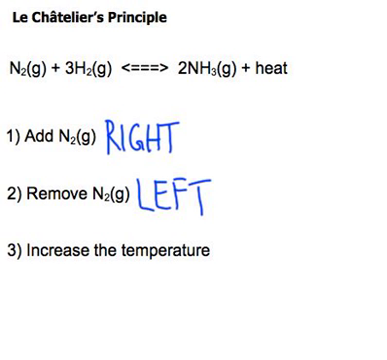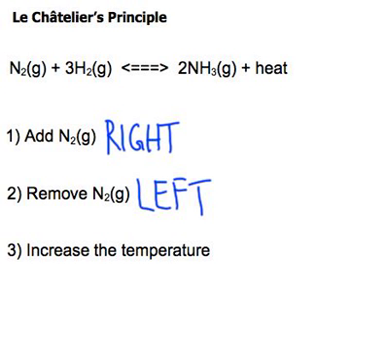A simple way to remember this is that if you add excess of one of the compounds, you're going to shift away from that compound to use it up. If you remove one of the compounds, you're going to shift towards that compound in order to make more of it, and that will help to reestablish equilibrium.